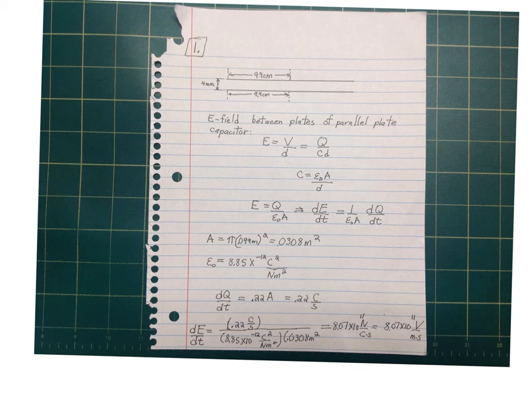The problem asks: a 0.22 ampere current is charging a capacitor that has circular plates of 9.9 centimeters in radius. The plate separation is 4 millimeters. What is the time rate of increase of electric field between the plates?